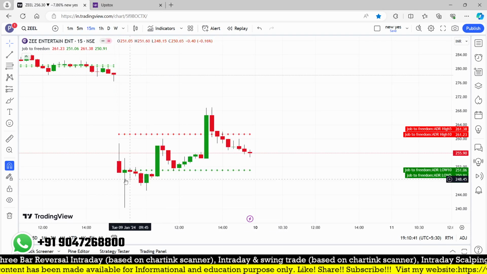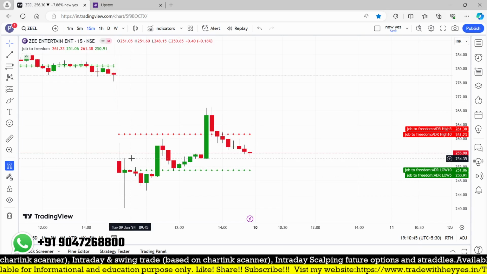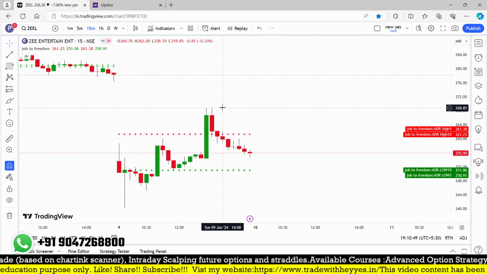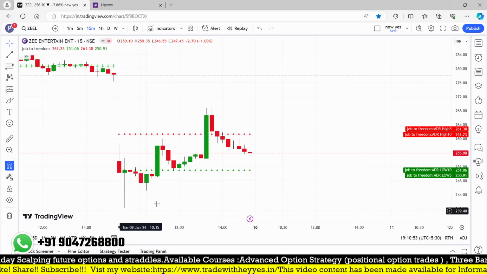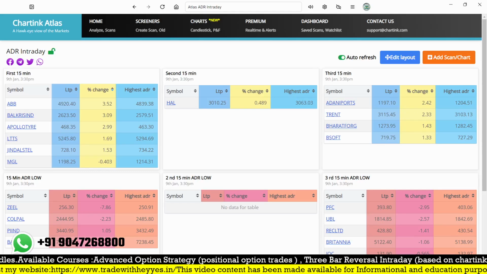Here, the concept worked by this hammer, and here 254 and then it moves towards 268. That's another concept which we are using for a reversal, but no stock is happening on the first candle reversal. Maybe with the dashboard, if you get it, you will be using that.